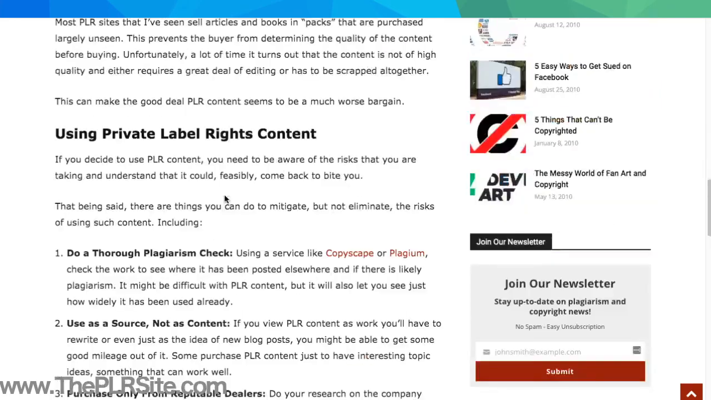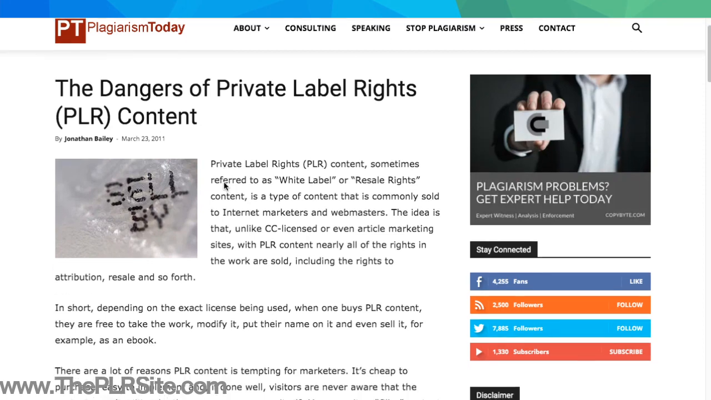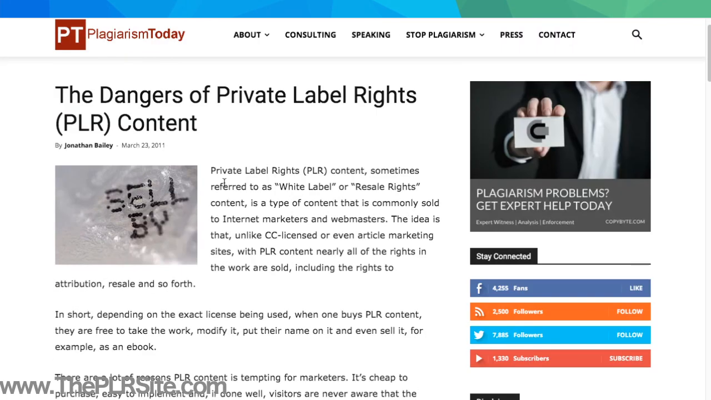So I keep seeing this pop up. I thought about tackling it. It's 9 years old. It keeps coming up in Google results. I don't know what else to say. This doesn't really attack the concept of private label rights. It just says you have to be careful. Hey, there's risks. Be careful. Get from the right sites. Edit it. Modify it. Yep. That's all it says.